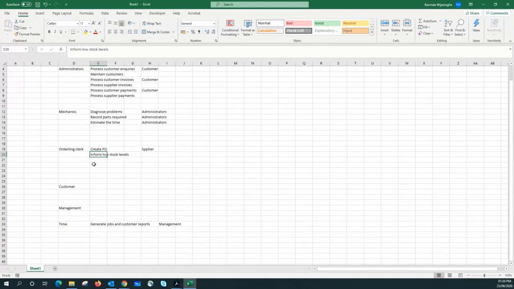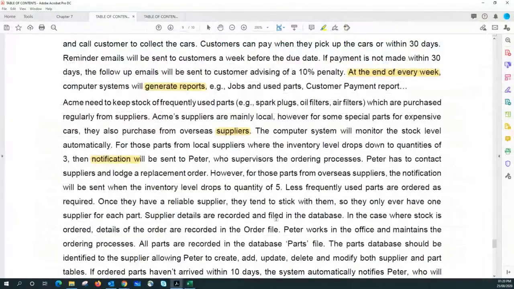But in this case, I don't use another actor, right? Because it's an internal system generated use case. But I use it under the ordering class because they can actually invoke that as well. Okay, low stock level. Right.